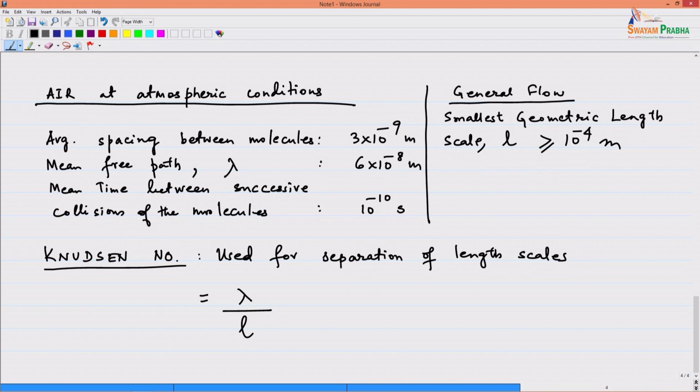So, for this particular case, I can say the Knudsen number is basically equal to 6 into 10 to the power minus 8 by 10 to the power minus 4, right, and this is equal to 0.6 into 10 to the power minus 3. Right. So, what does this mean? This essentially means that the length scale is 3 orders of magnitude larger than the mean free path, isn't it? Okay. So, that is that.